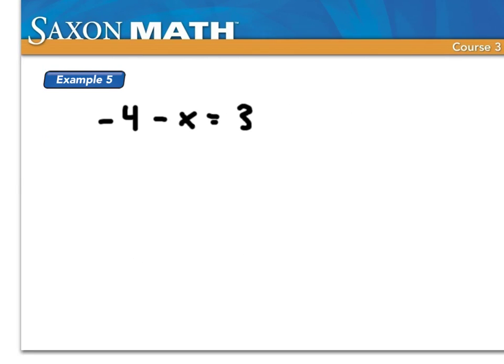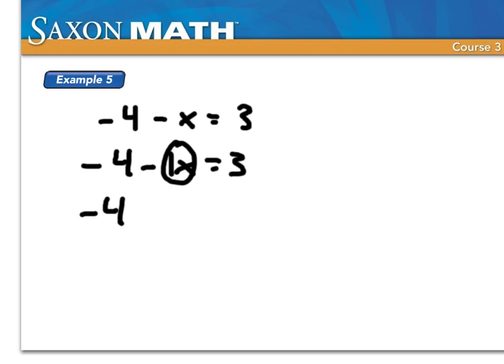And we got example 5: negative 4 minus x equals 3. First step, change subtraction to addition. Actually, sorry, first I want to rewrite this as negative 4 minus 1x. Okay, so I remember that this is 1x here. Now I'm going to change the subtraction to addition. So let's change it to negative 4 plus the opposite of 1x, which is negative 1x.